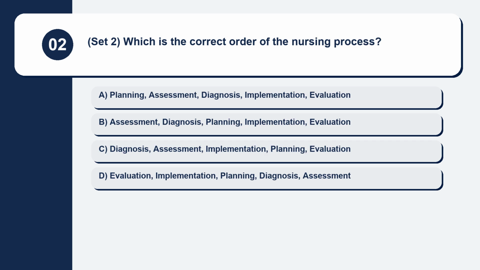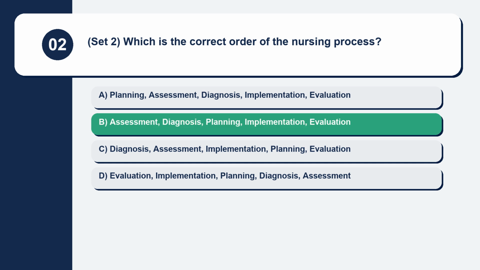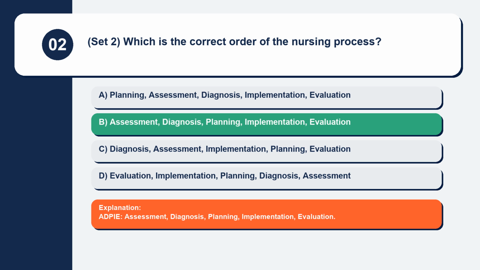Question 2. Set 2. Which is the correct order of the nursing process? Planning, assessment, diagnosis, implementation, evaluation. Assessment, diagnosis, planning, implementation, evaluation. Diagnosis, assessment, implementation, planning, evaluation. Evaluation, implementation, planning, diagnosis, assessment. ADPIE: assessment, diagnosis, planning, implementation, evaluation.